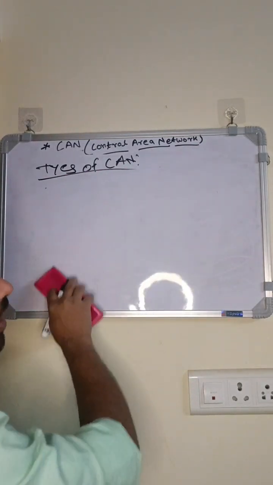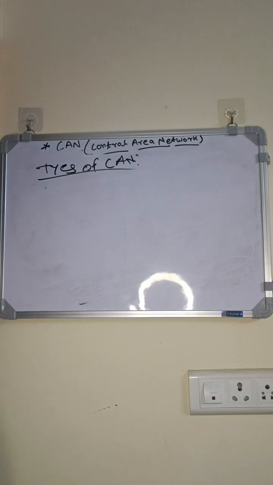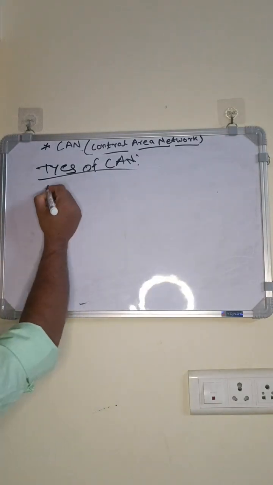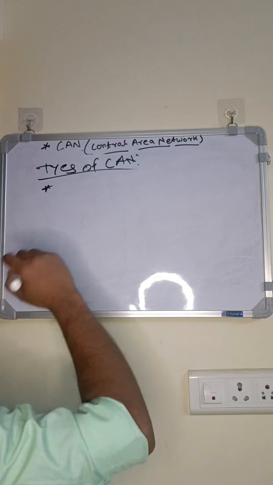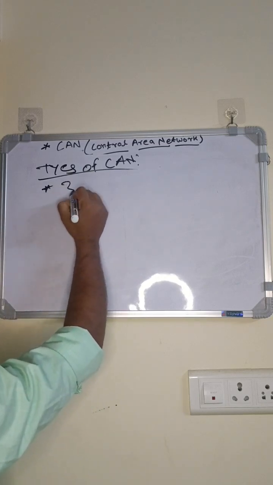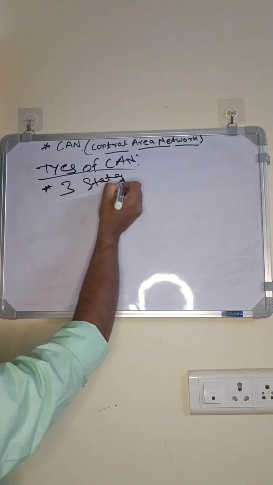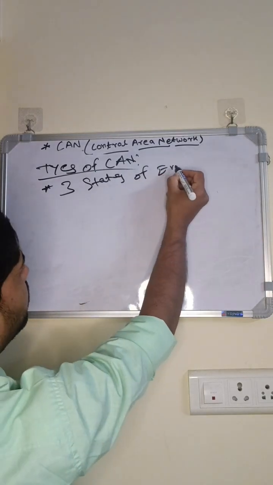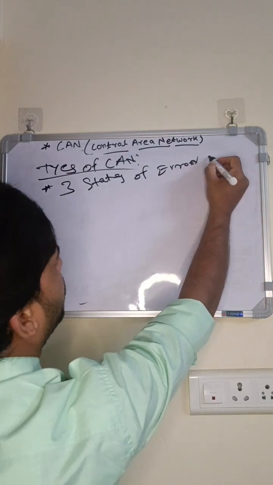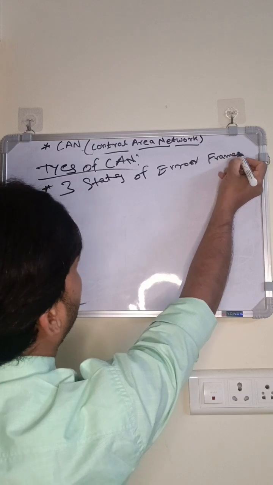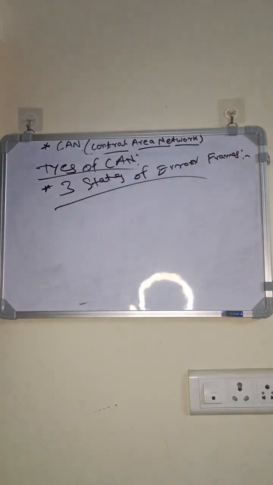I hope till now it's clear. Another thing is that in error, only 3 states of error frame will come. Okay, what are those 3 states of error frame?